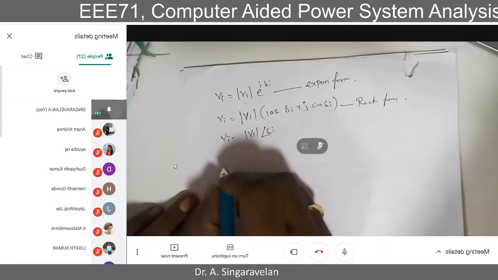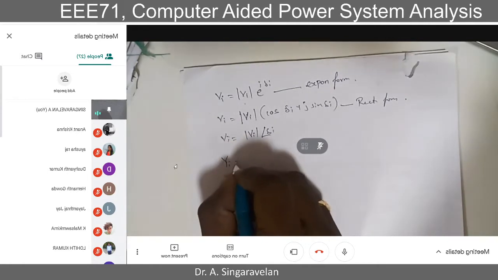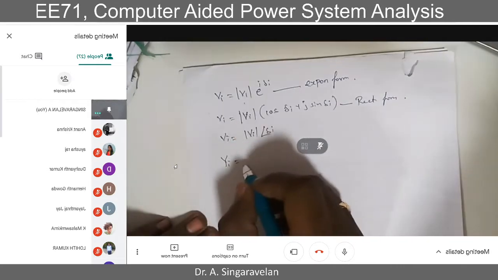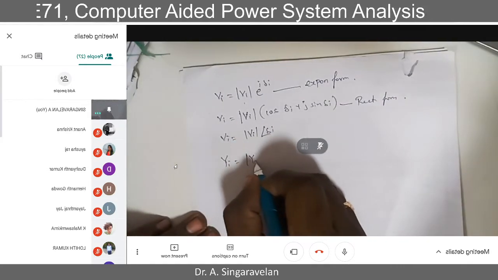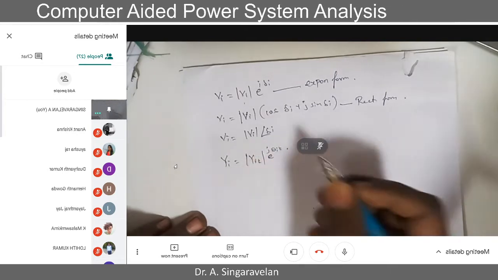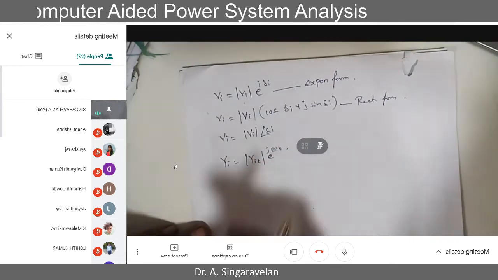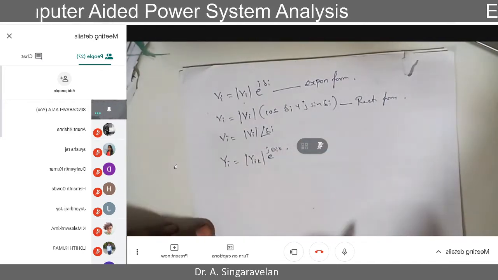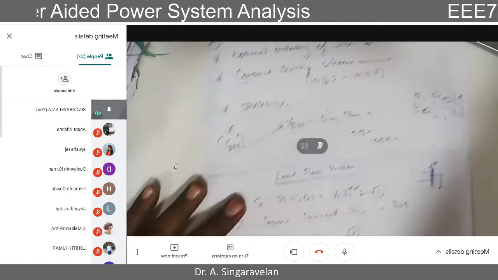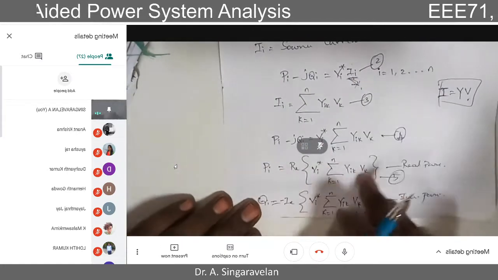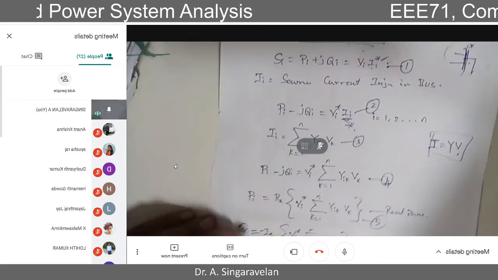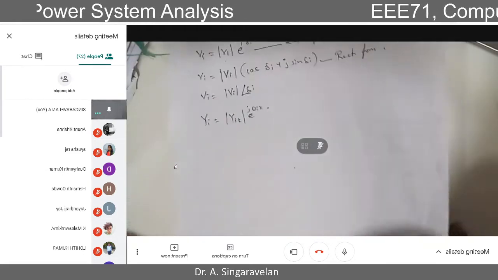Same like this, the impedance also I can write in exponential form. So if I want to write this impedance in exponential form, I will put the angle here, j theta ik. So if that is the case, and I want to express the real and reactive part here in exponential form, then the same thing will be the result.